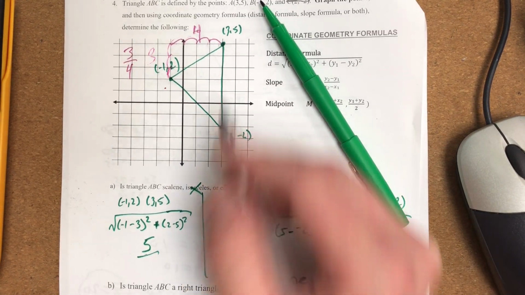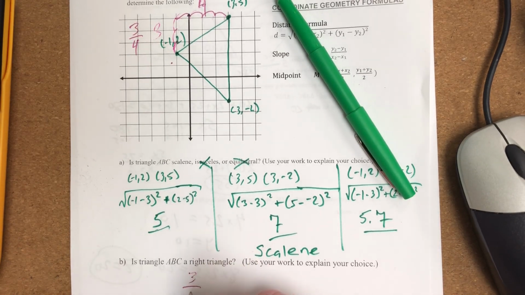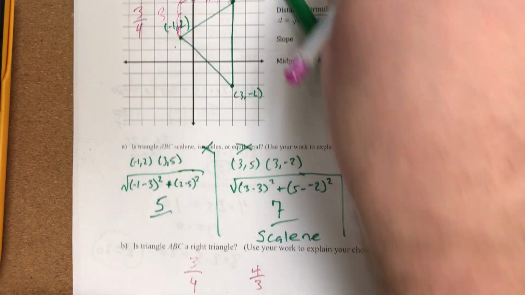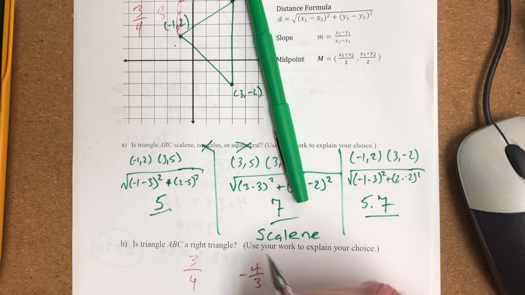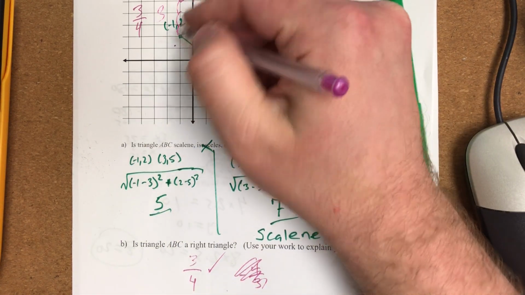So in order for these to be perpendicular, I would need 3 over 4 and then 4 over 3, and one of them would need to be negative because you need reciprocals that are opposites. So that's what I need. Right now I have 3 over 4. Now let's see what the other one is.